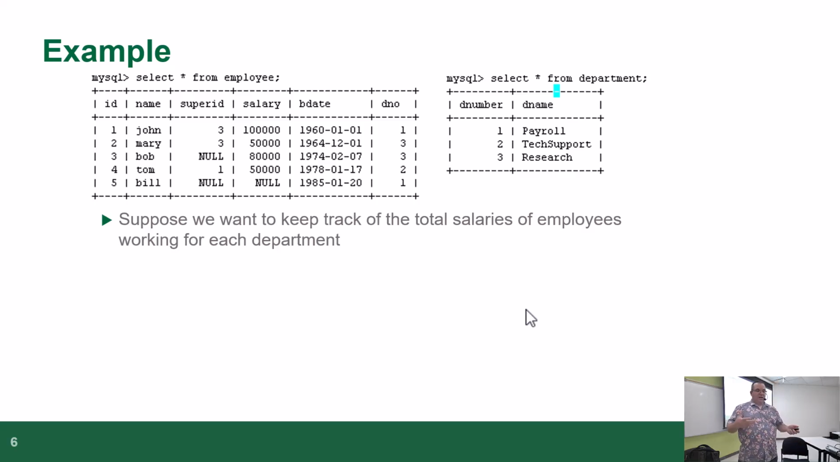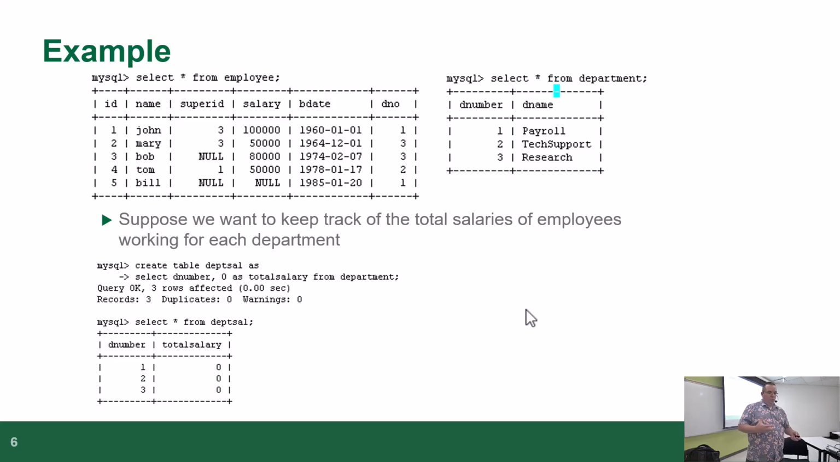So we want to keep track of the total salaries of employees working in each department. So we could create a table called department sal. We're going to emulate a materialized view. We're going to create a table with a department number and a total, and it's all defaulting to 0. So now we've got 3 tables in action.